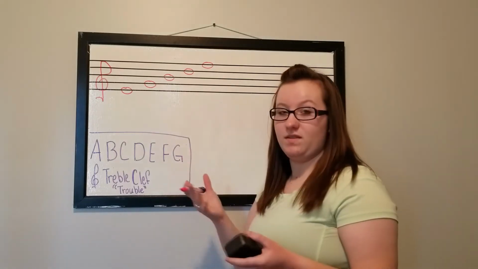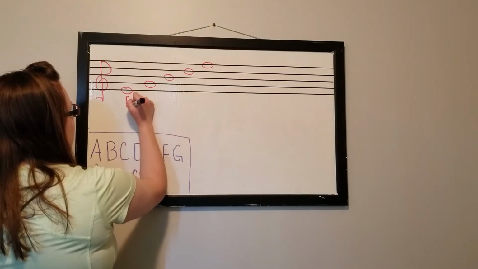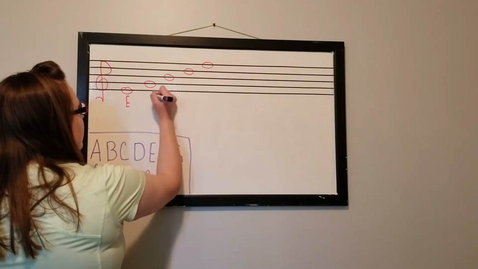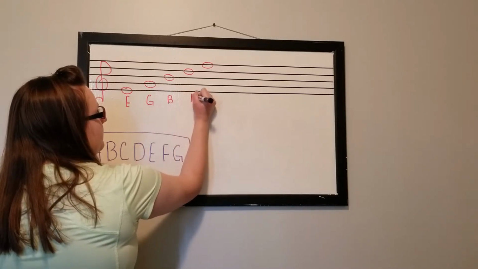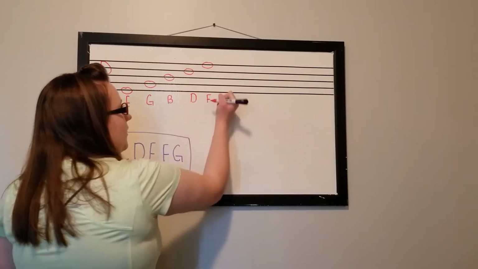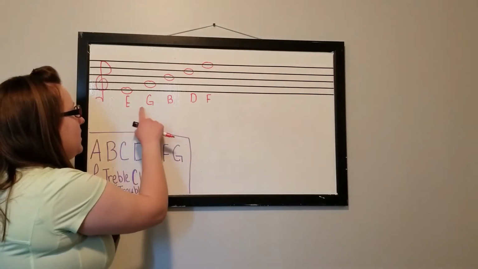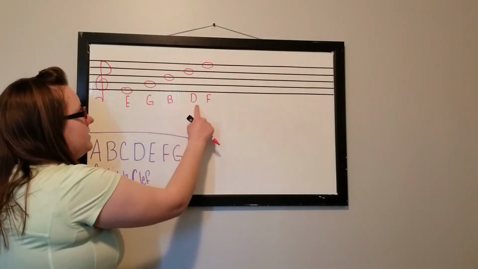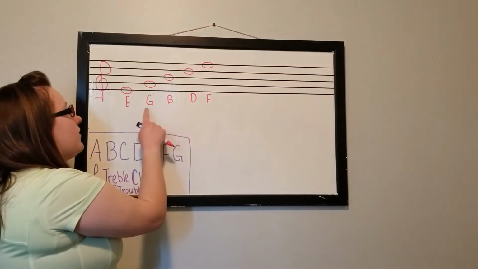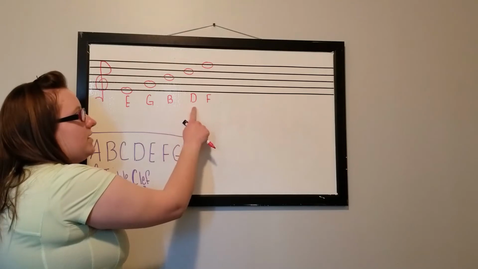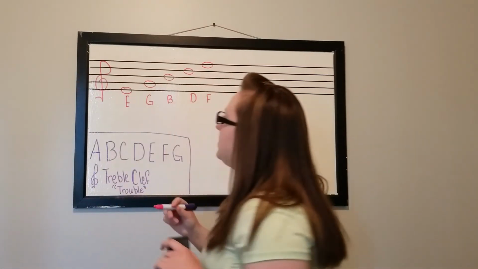There's a fun saying that we use to help us remember the names of the lines. This is how it goes. I'm going to write the letters below. So we have every good boy does fine. So the lines' names are E, G, B, D, and F. So our saying again is every good boy does fine. That's not too hard.